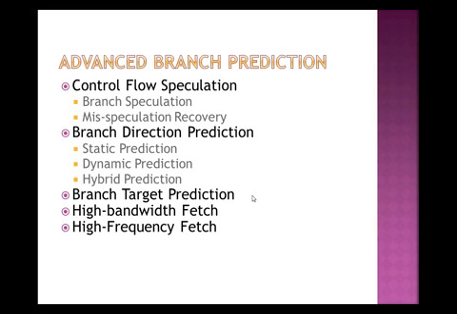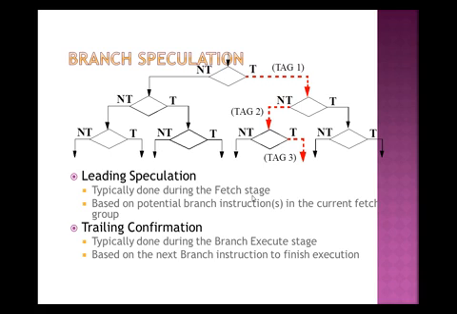Then we also talked about advanced branch prediction, that is how we can predict for the advanced branch, and how we can represent the flow of the program in the safest way. The first topic we covered in this is control flow speculation. What is control flow speculation? That is branch speculation or misspeculation recovery. The next parts are branch direction prediction, branch target prediction, and high bandwidth or high frequency. We discussed all these advanced branch prediction topics in the last class.